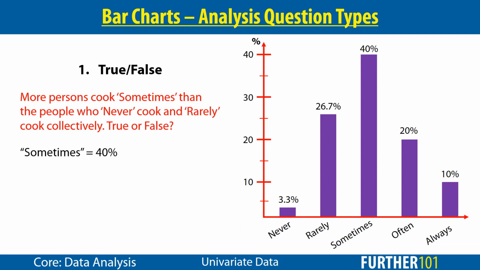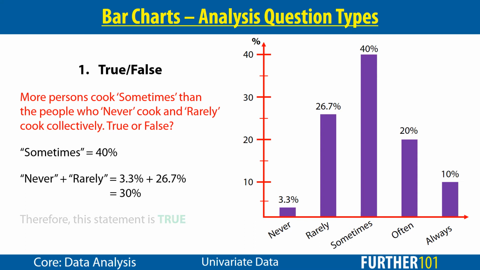Now I should say that even though there are percentages on this graph, the percentages are all related to the one total, and so we are able to compare the percentages without too much hassle. We can see here that 40% sometimes cooked from the total of people that were analysed. The next step is to look at the sum of people who never cooked and rarely cooked. And if we add those percentages together, we'll get 30%. Clearly more people sometimes cooked than never and rarely cooked, so this statement would be true.